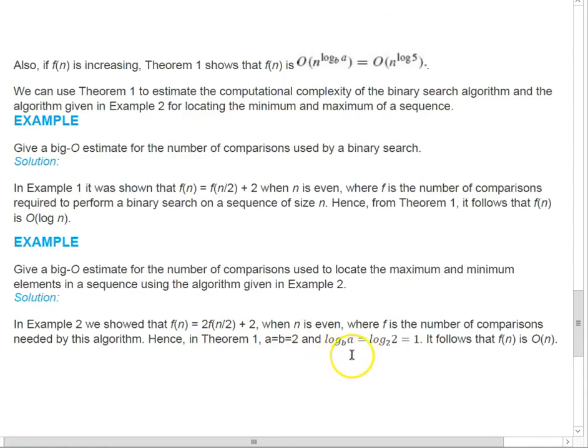So, log base b of a is log base 2 of 2, which is 1. Therefore, f(n) is big-O of n.